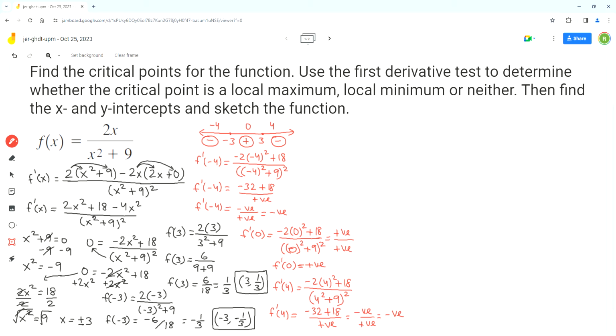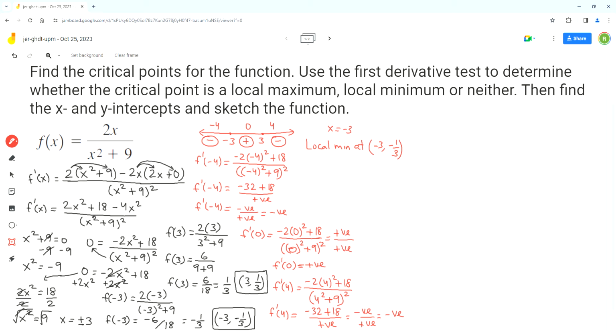So now we can use this result to find where the critical points represent local maximum, local minimum, or neither. So let's start with the critical number x equals negative 3. At this critical point, the function is decreasing on the left side and increasing on its right side. So that means there is a local minimum at the critical point negative 3, negative 1 over 3.